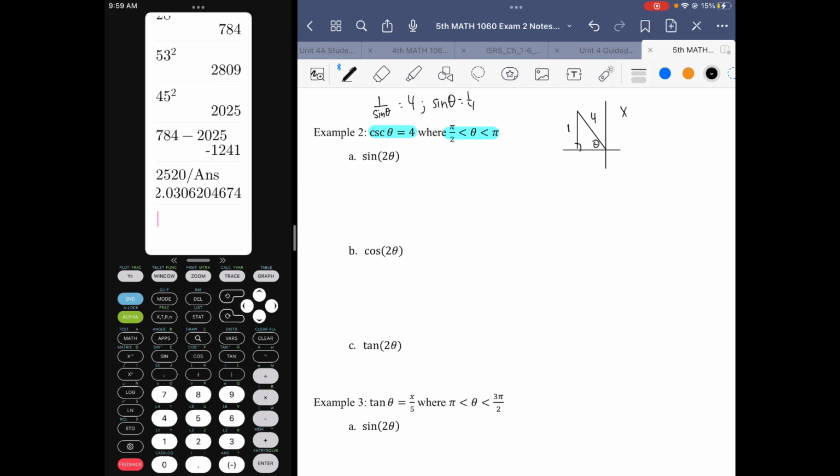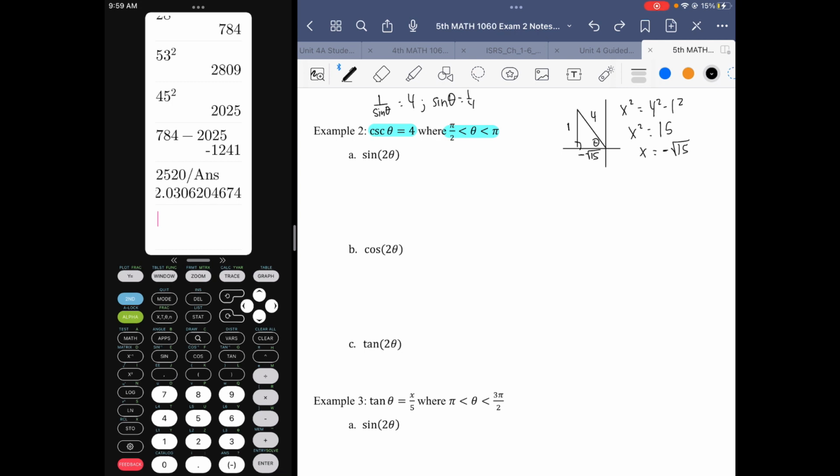So x squared equals 4 squared minus 1 squared. So that's 16 minus 1, which is 15. So x is the negative square root of 15. And again, it needs to be negative because we're in the second quadrant, okay? So keep in mind now, when we double this angle, it could be going down into this quadrant or even this quadrant, depending on how big it is.